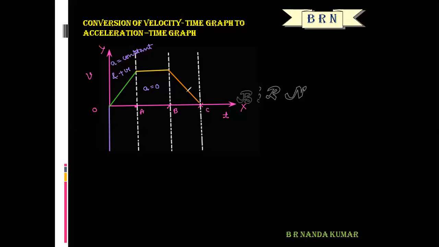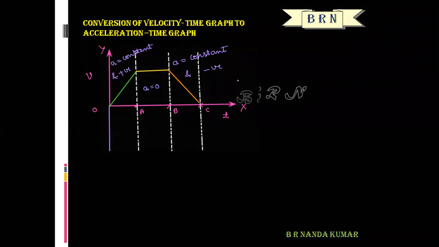So here, what is the acceleration? Acceleration is constant, right? But that is not positive, it is negative. Here the slope is negative and constant.